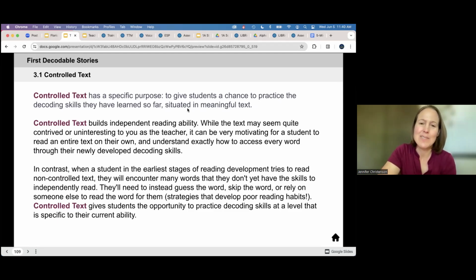It's to give students a chance to practice decoding skills that they've learned so far, situated in meaningful text, and it builds independent reading ability. So even though the text might seem really uninteresting to you as the teacher, it can be very motivating for a student to read an entire text on their own and understand exactly how to read every word with their newly developed decoding skills. In contrast, if you have students read non-controlled text, they're going to encounter a lot of words that they don't yet have the skills to independently read. Instead, they'll have to guess the word, skip the word, or rely on someone else to read the word for them. And those are all strategies that develop poor reading habits. So controlled text is a very useful tool to use in the very earliest stages of teaching a student who is not literate in their home language and they're learning for the first time how to read in English.